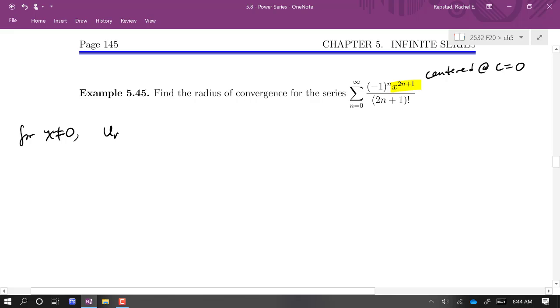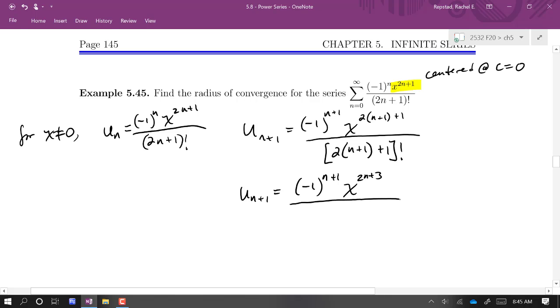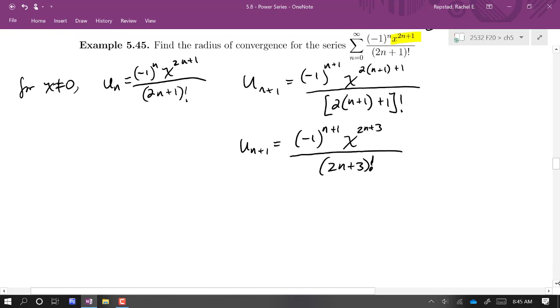We have our nth term. Our nth term is -1 to the n, x to the 2n plus 1 over 2n plus 1 factorial, and then u sub n plus 1, -1 to the n plus 1, x to the, got to be careful here, 2n plus 1 plus 1 over 2n plus 1 plus 1 factorial. So 2 times n plus 1 is 2n plus 3. And now we can set up our limit.